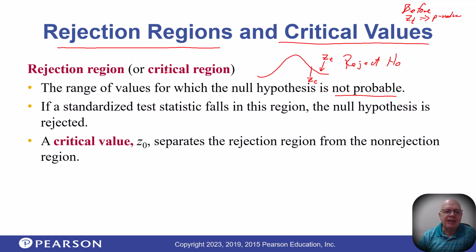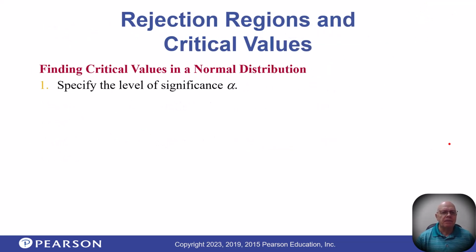Critical value, z sub 0. Now, you'll see this quite a few places. I like to use z sub c, so I know I'm talking about a critical value in the z line. It shows you where the rejection region is separated from the non-rejection region. We'll show you how to do that. So first of all, how do you do it? All right, first, you need the level of significance, alpha.